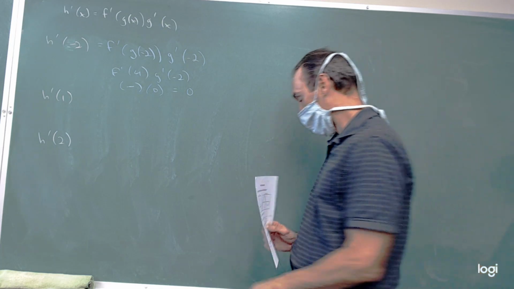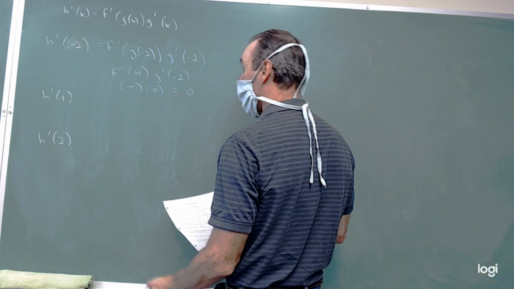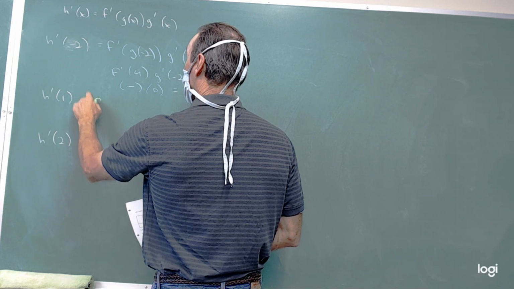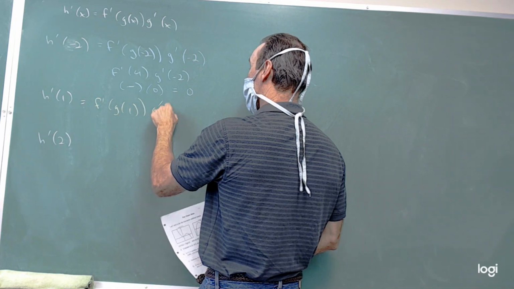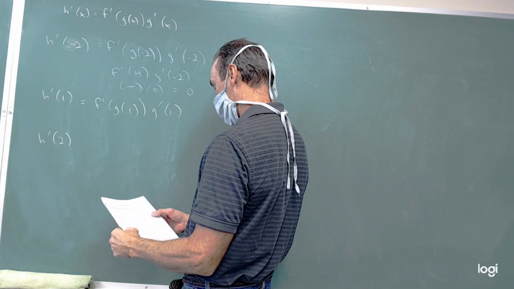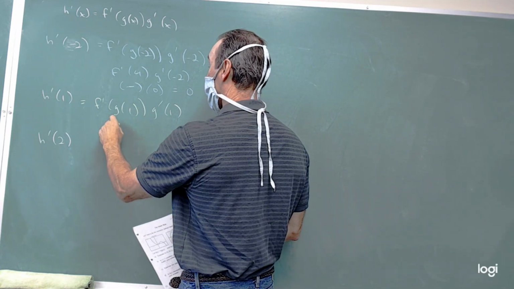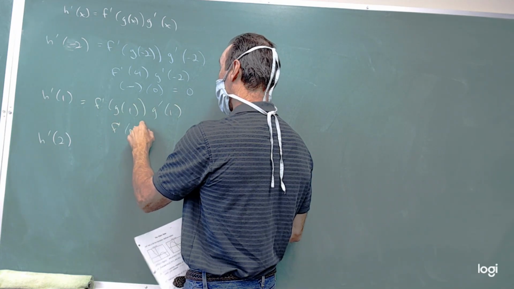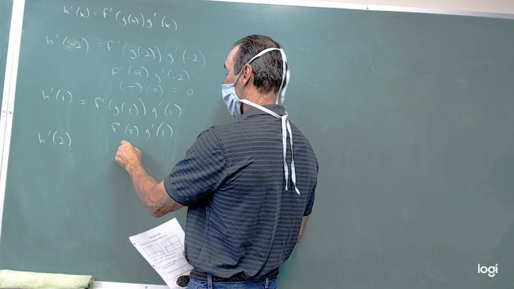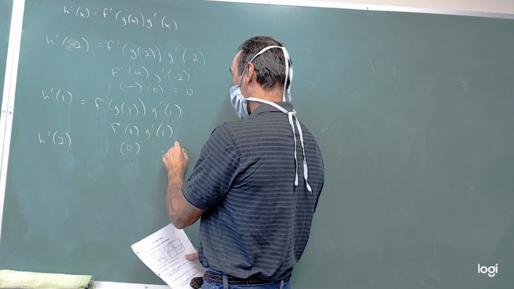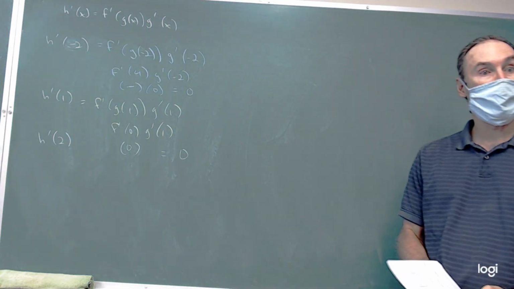Okay, good. So then if we do H prime, we're going to get F prime of G of 1 times G prime of 1. So G of 1 is 0, so this will be F prime of 0 times G prime of 1. At 0, well, looks like again we got a horizontal tangent, so that's going to make it 0 again.